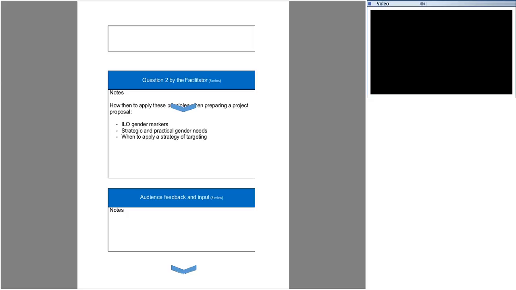I don't know if people have any questions on that, the distinction between those two things, before we move on. Okay, any specific questions? Or comments? Or comments, yes.